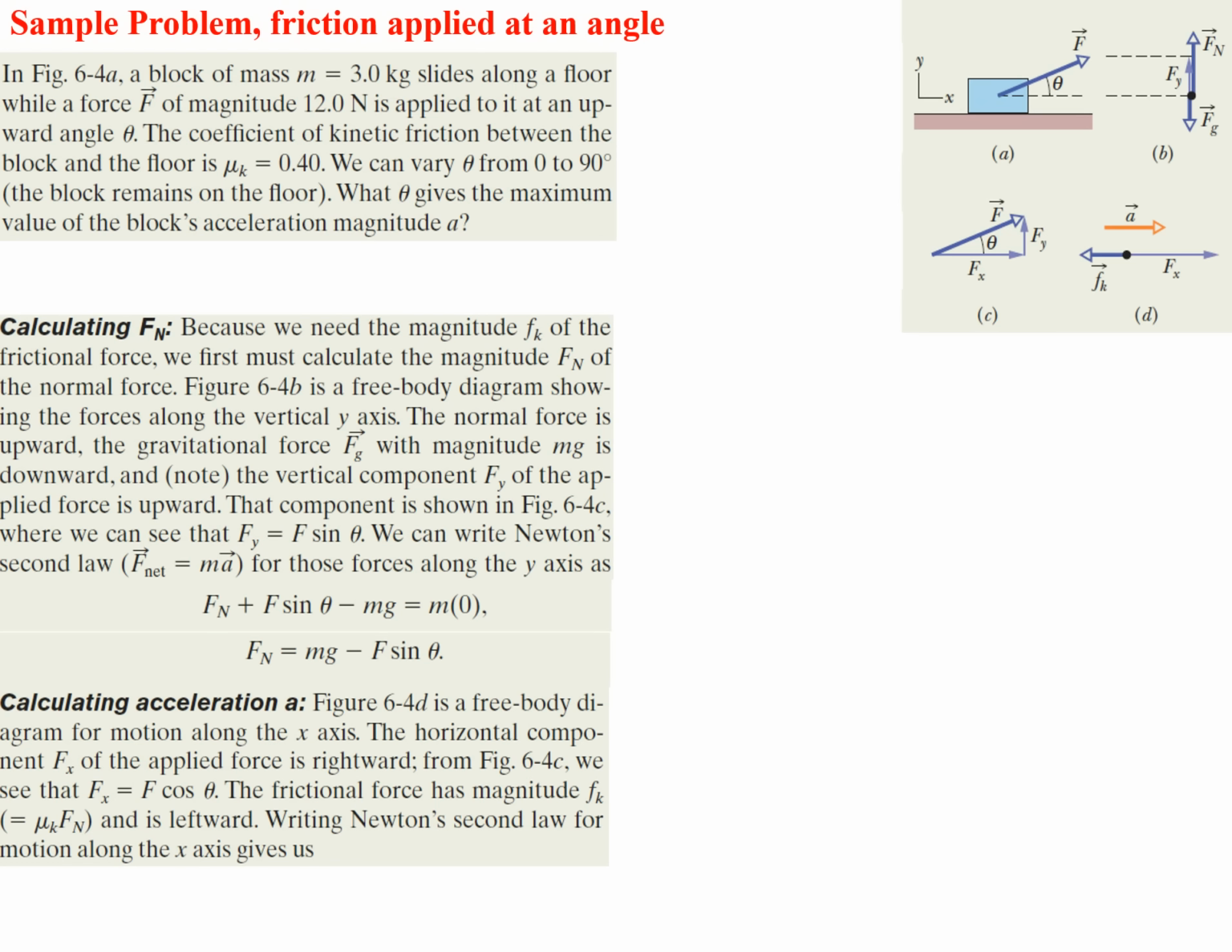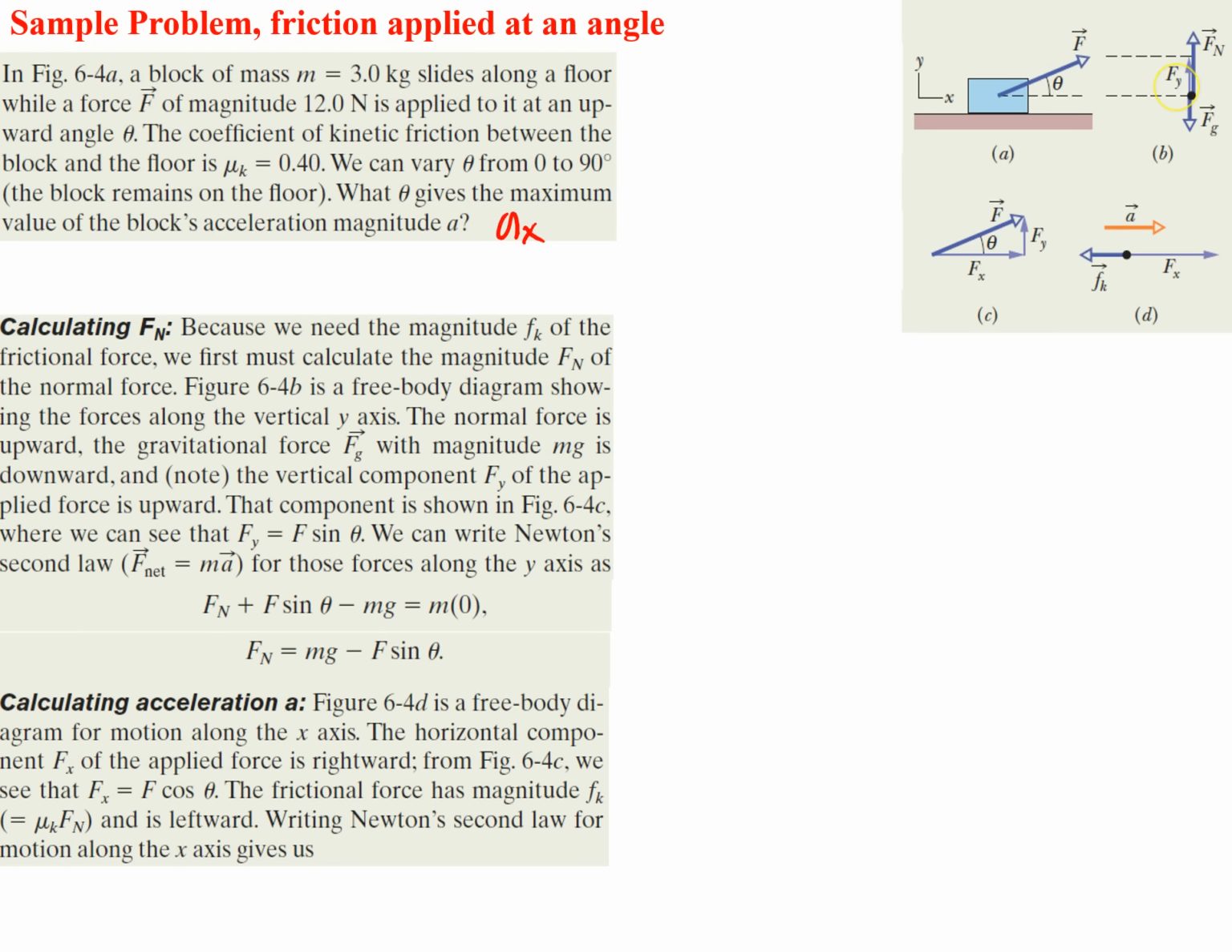The block remains on the floor, so there's not going to be any acceleration or movement in the y direction. We assume that the block just stays on the floor. So what theta gives the maximum value of the block's acceleration, which is in the x direction? We're trying to maximize acceleration in the x direction.